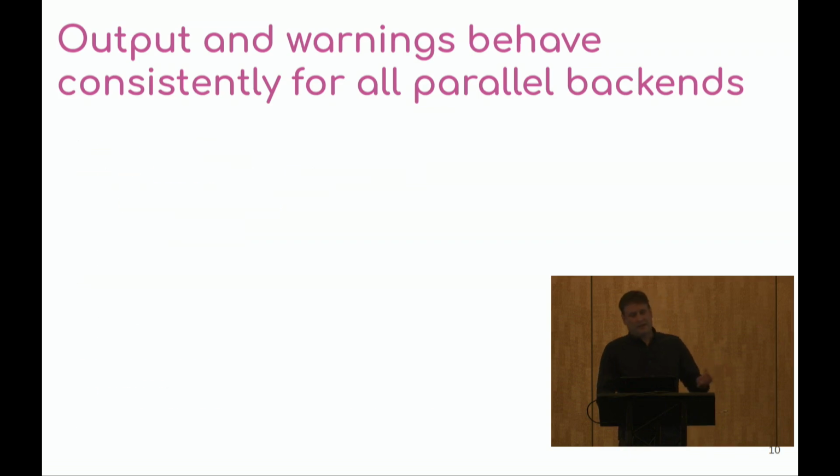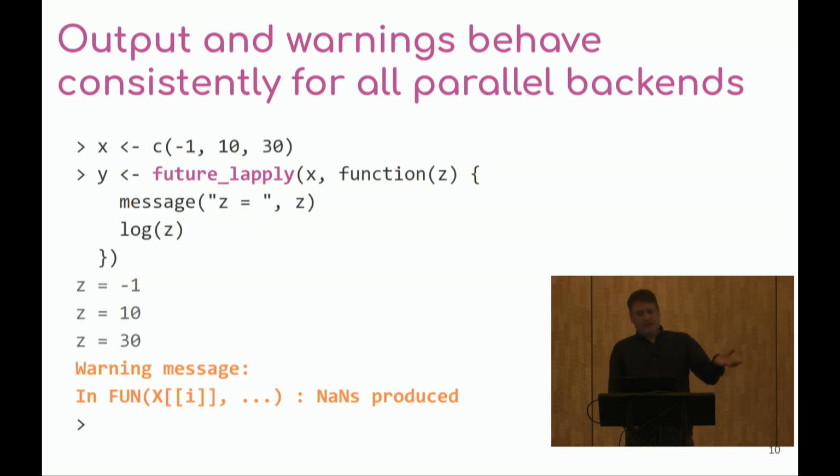So now, in 2019, the future framework at the core, regardless if you use foreach, future.apply, or purrr, will relay the output and the warnings back to your main session. And you can use capture.output and calling handlers and things there. They're relayed back to you in the same order as you would expect in sequential processing.